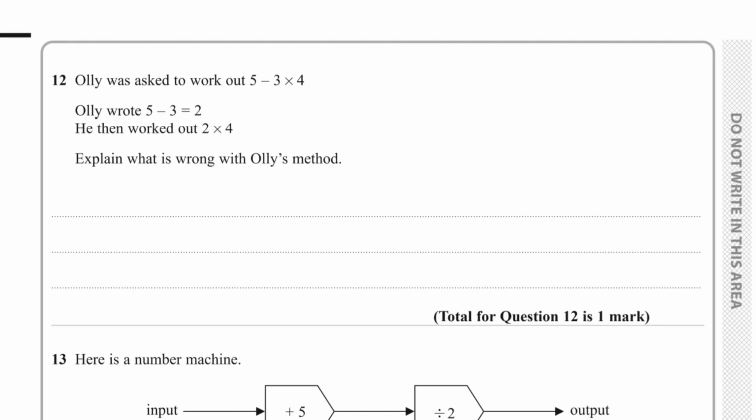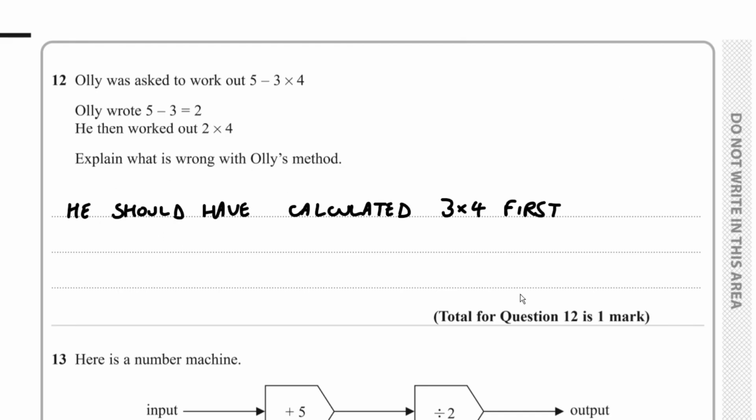Question number 12. Ollie was asked to work out 5 subtract 3 times 4. Ollie wrote 5 subtract 3 equals 2. He then worked out 2 times 4. Explain what is wrong with Ollie's method. What he should have done first is calculate 3 times by 4.